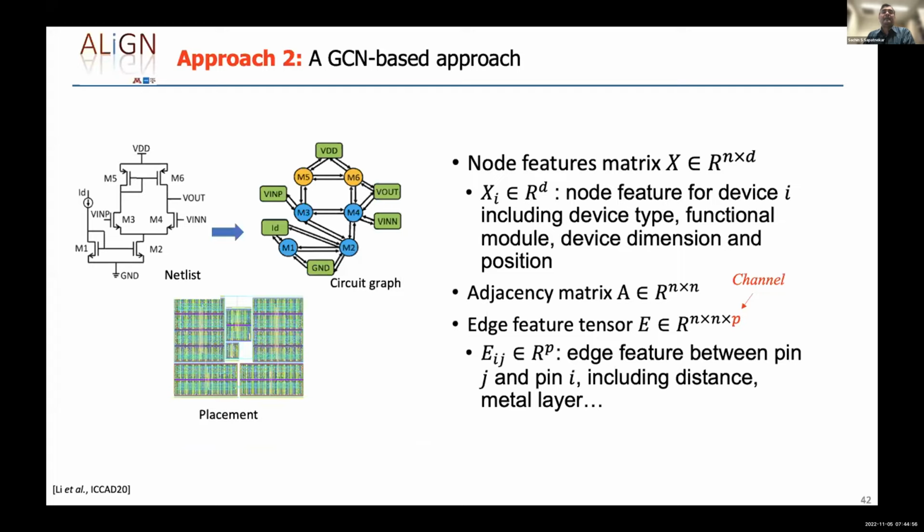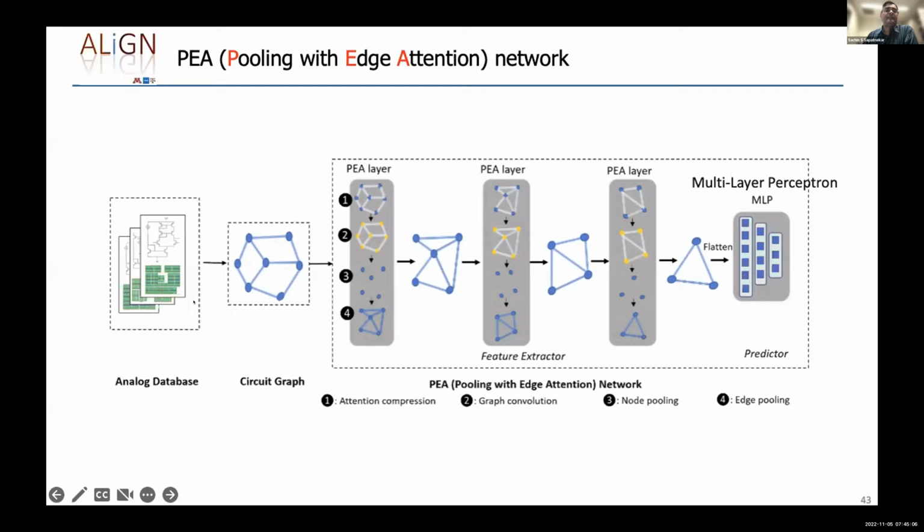The other approach to doing this is to try and be more independent of the constraint boundary. And in this case, we used a GNN-based approach. So we took the circuit, abstracted it into a circuit graph, and then we went through multiple layers until we were able to predict whether the performance met specs or not. Now, the interesting thing about this is that as you take your graph and coarsen it through multiple layers, there is a natural ability to handle a wider range of circuits.